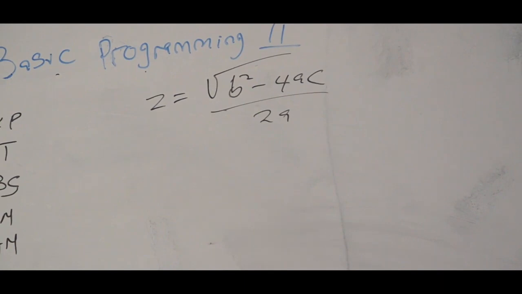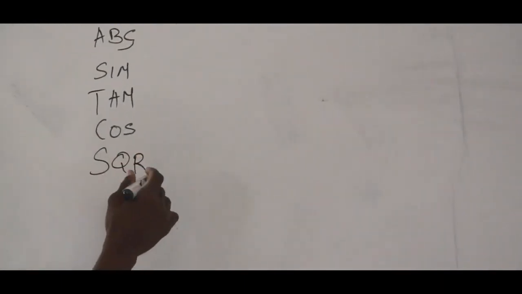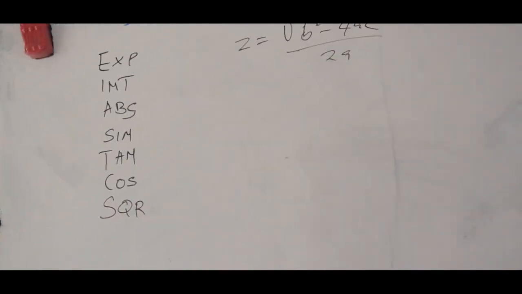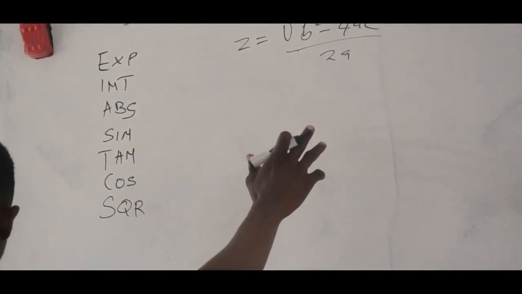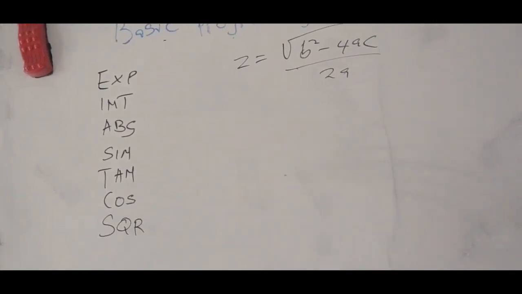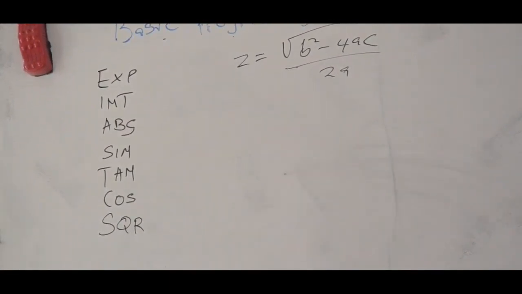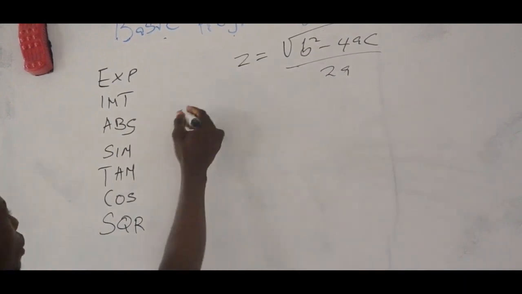So you don't really have to stress yourself. We have SQR. The SQR stands for the square root. So it's what you use for the square root. Anytime that you see the square root, you use the SQR. So now, let's solve this. So we know we start with REM.